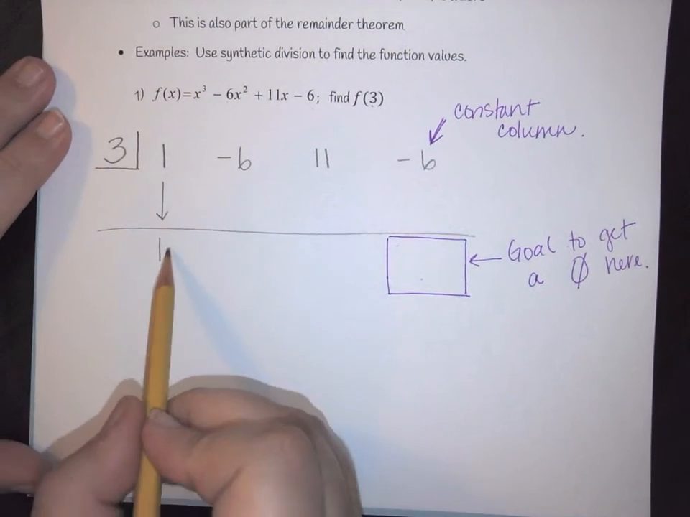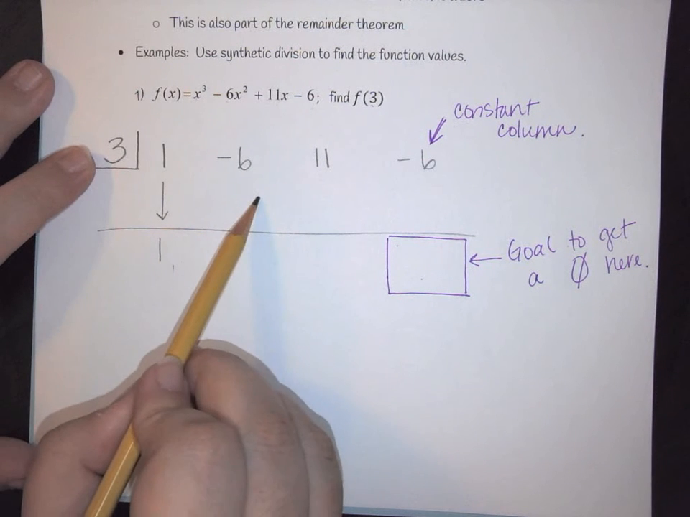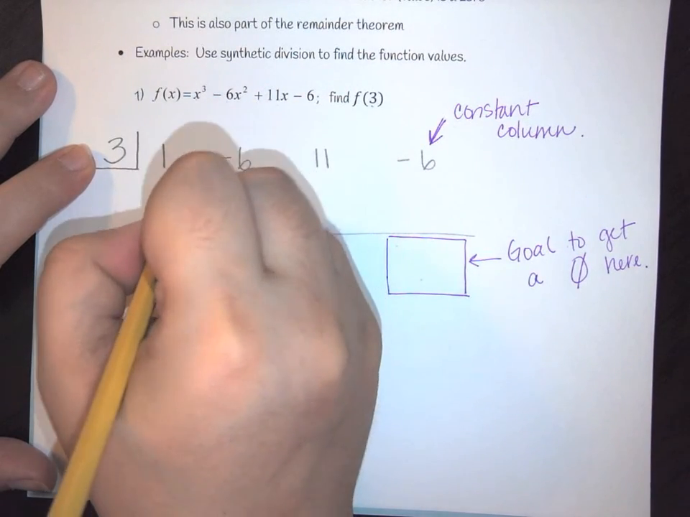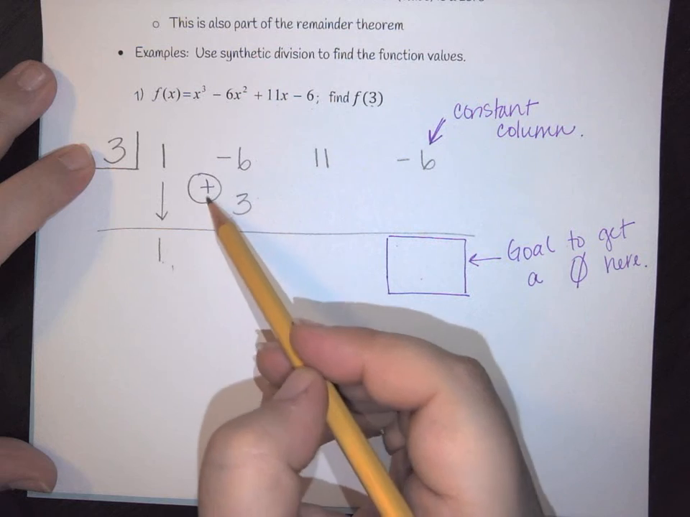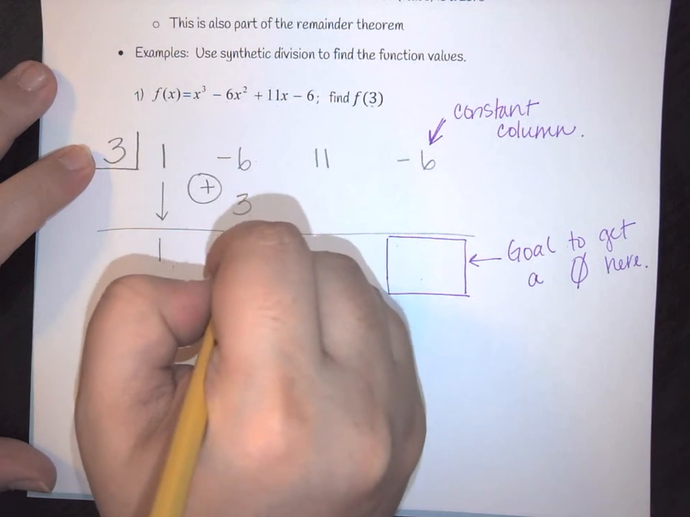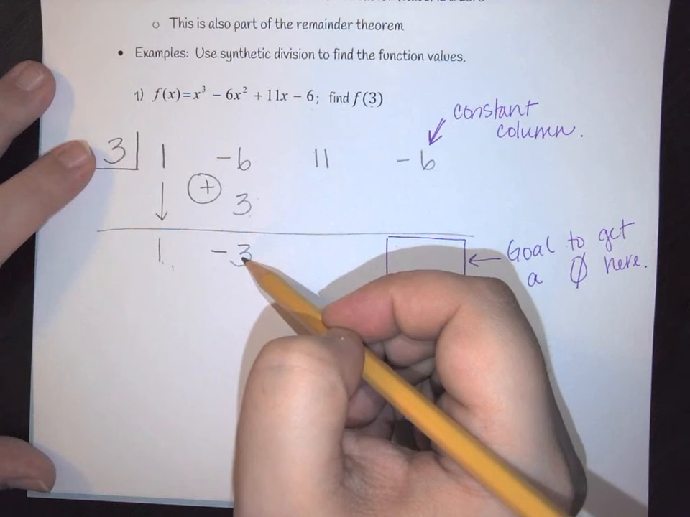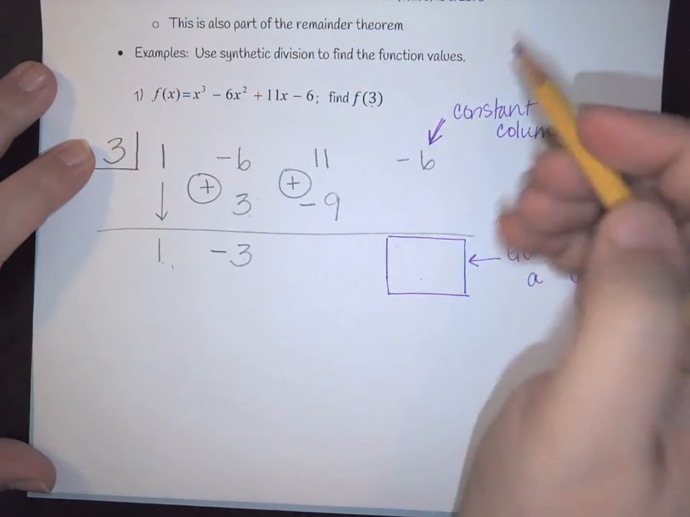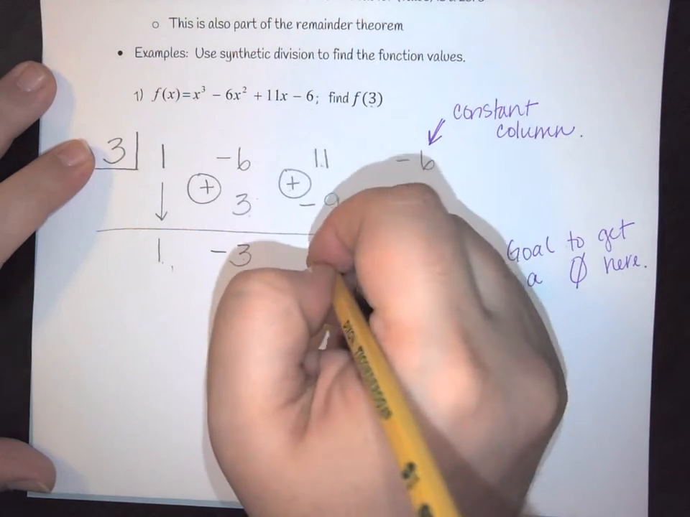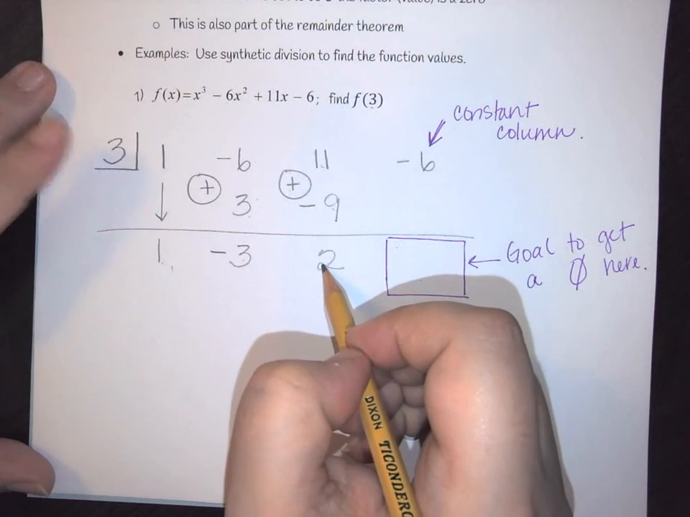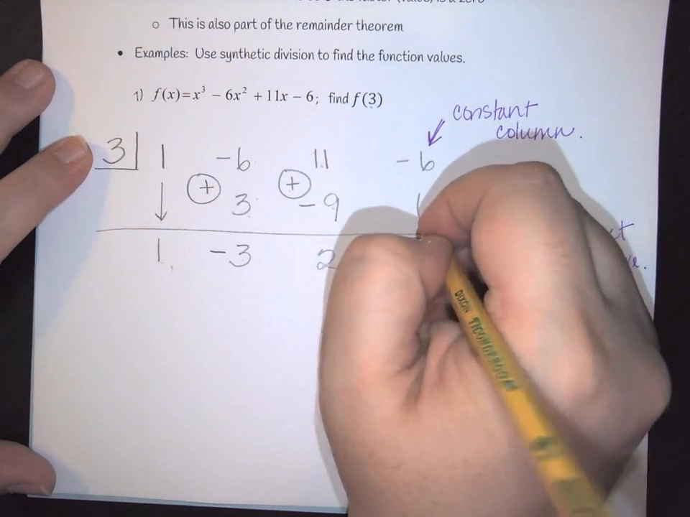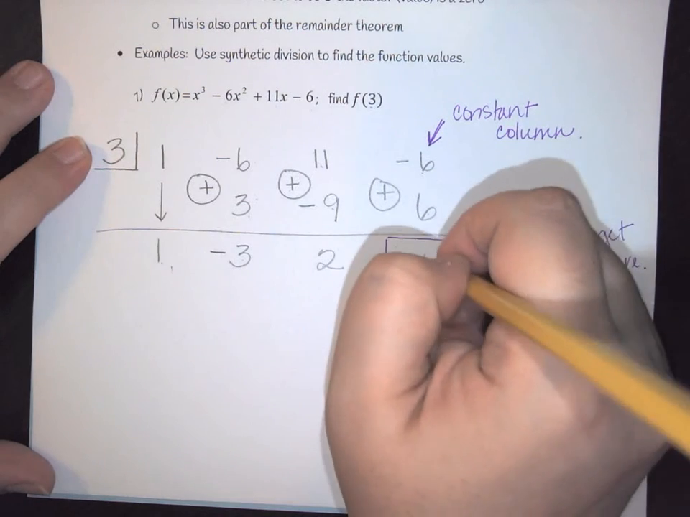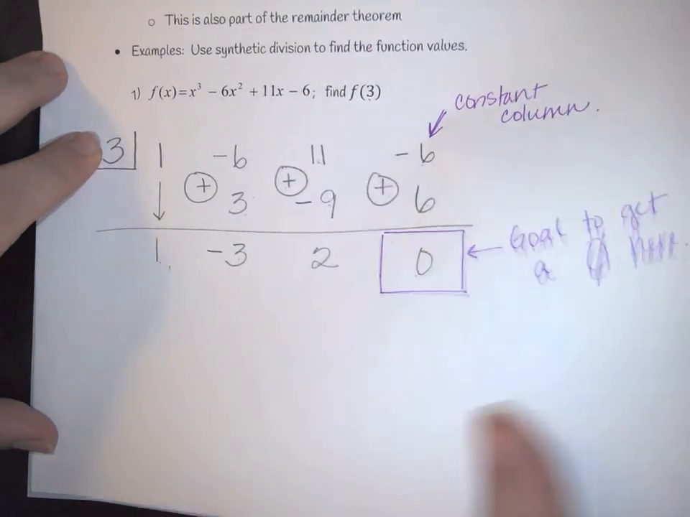Again, remember, we are going to do bottom times the box and put it under in the next column. So 1 times 3 gives you 3. I need to add these together. Negative 6 plus 3 gives you a negative 3. Again, bottom times the box gives you a negative 9. I need to add these together. 11 plus negative 9 is going to give me a 2. Bottom times the box gives me a 6. I need to add these together. Negative 6 plus 6 gives me a 0. Okay, so what do we have?